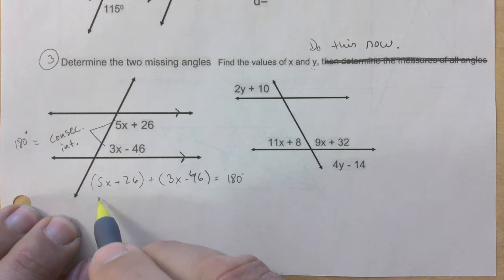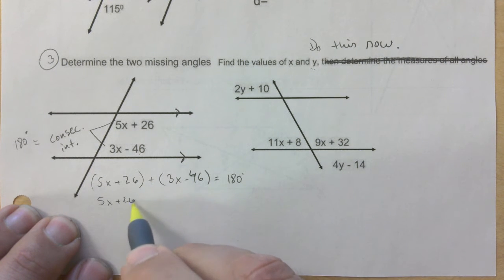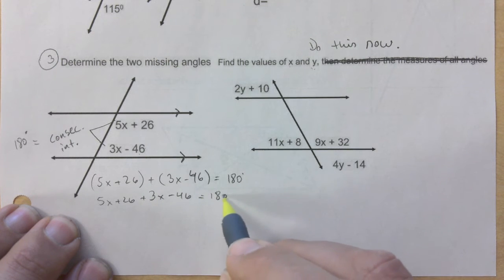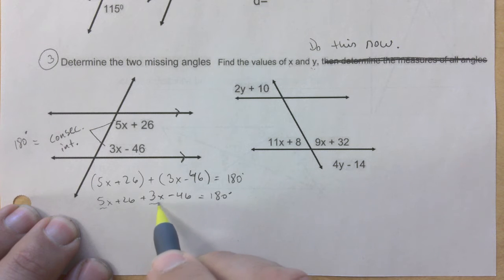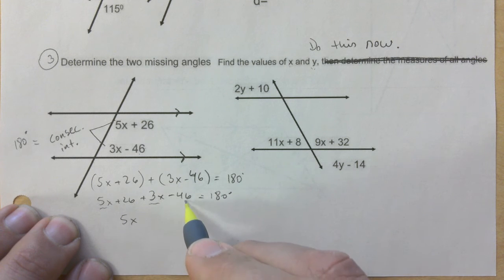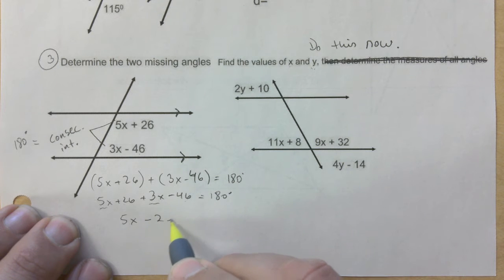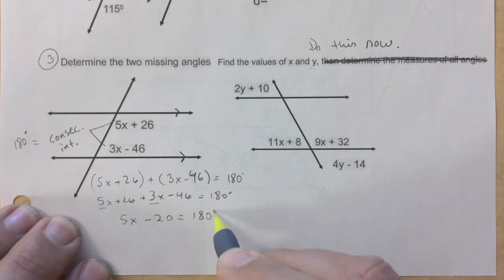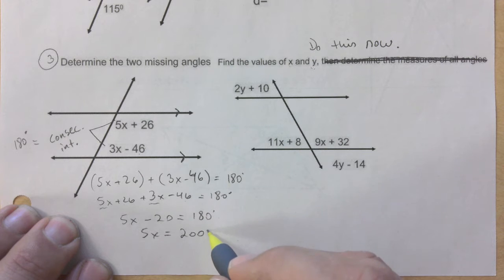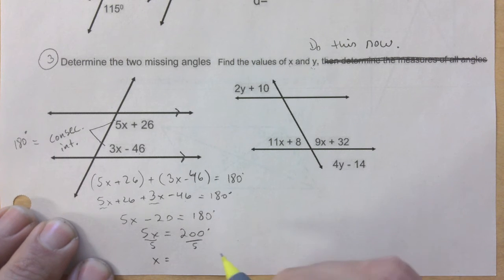Because there's a plus in there, we can just rewrite it without the brackets. We combine like terms, so we have 5x, 26 and minus 46 is negative 20. It's equal to 180. 5x, you bring the 20 over, it's adding. That's 200 degrees. Divide both by 5. X is equal to 20.